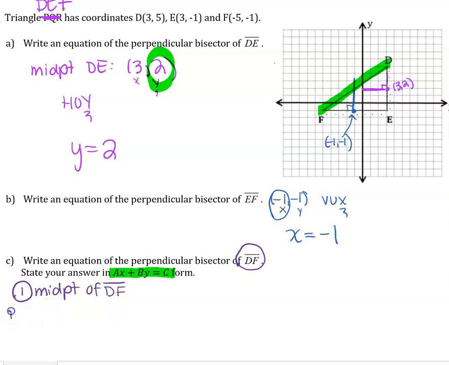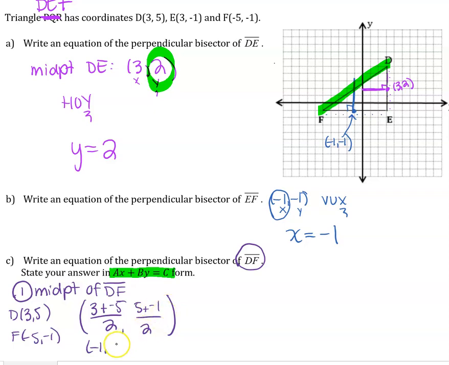of DF. So I know D has the coordinate 3, 5. F has the coordinate -5, -1. I know the midpoint is the average of my x's and the average of my y's. So you can see that this would go to -2/2, which is -1, and 4/2, which is 2. So let's see where that is. So -1 and then 1, 2.